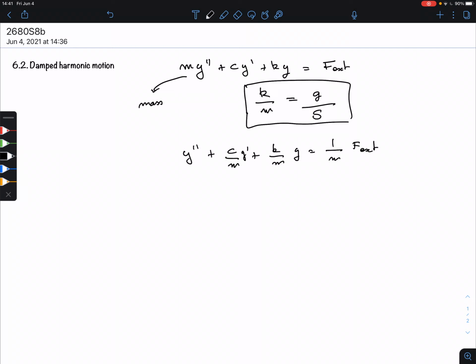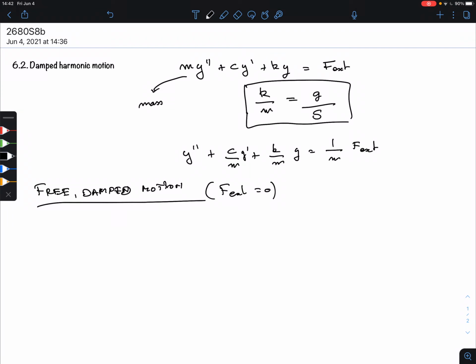Okay, let's do this first. Let's say the free damped motion. So this means that the external force is 0.